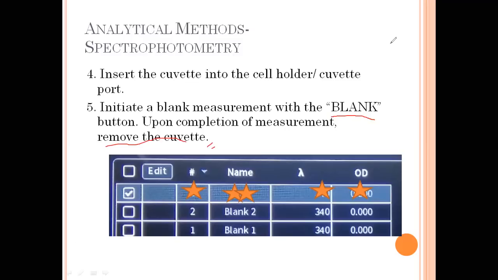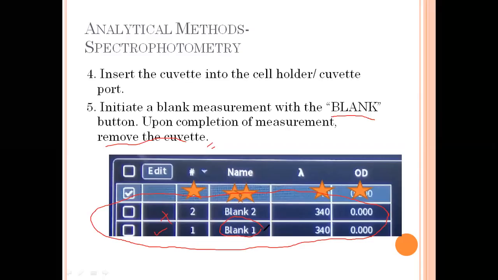Okay? So, upon completion of measurement, ito yung lalabas sa inyong spectro screen, dun sa ating spectro screen. So, we have here blank 1 and blank 2. So, kindly discard the blank 2. Na-press ko lang ulit kasi yung blank button. Pero, sa totoong buhay, isang beses lang tayo dapat nagre-read ng blank. Okay? So, in this case, this is our name. This is blank 1, though hindi ako nag-enter ng sample name for the blank kasi nga isang blank lang naman ang gagamitin natin.